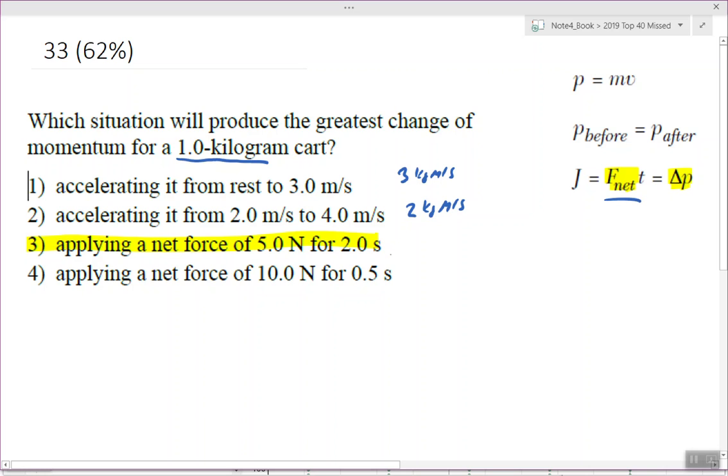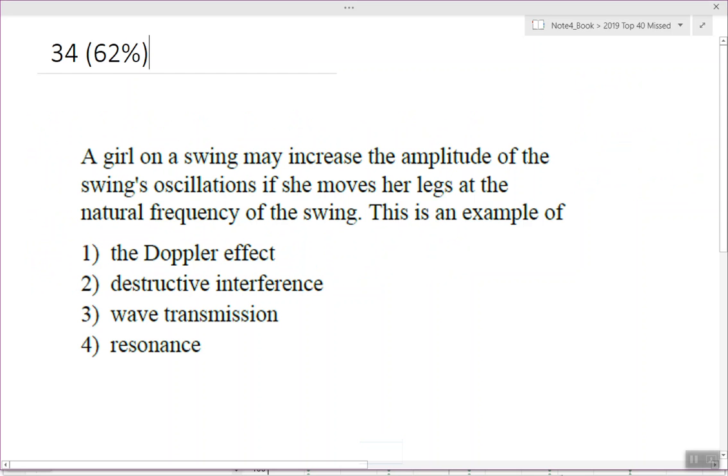And then we're going to use force times time. 5 times 2 is 10 newton seconds here. And 10 times 0.5 is 5 newton seconds here. Newton second and kilogram meters per second, by the way, are the same. So the answer is 3. Question 34, the answer is 4.